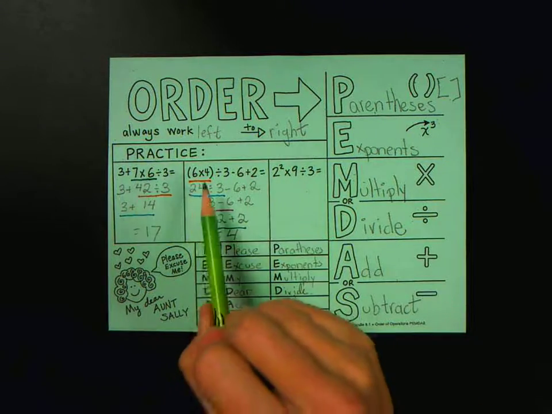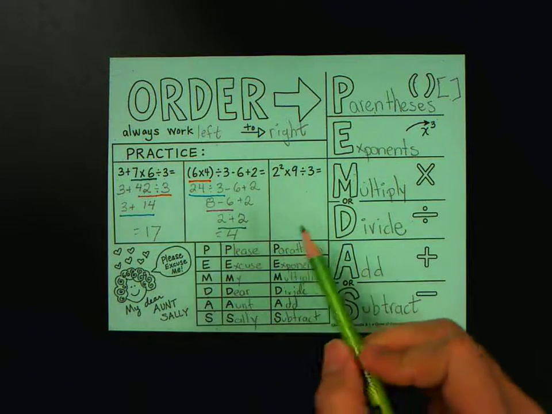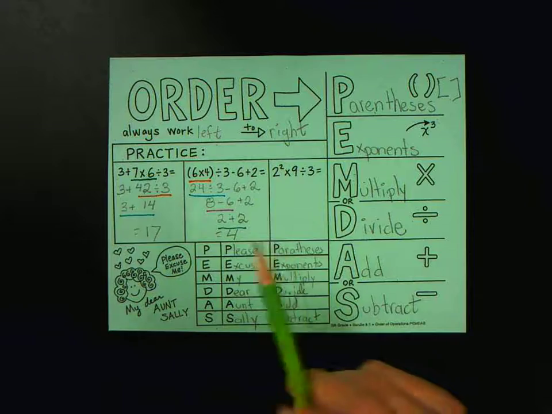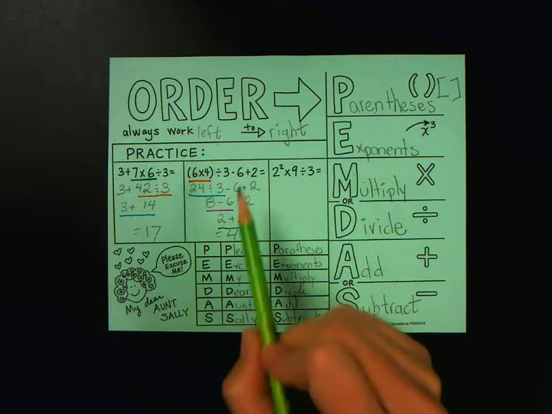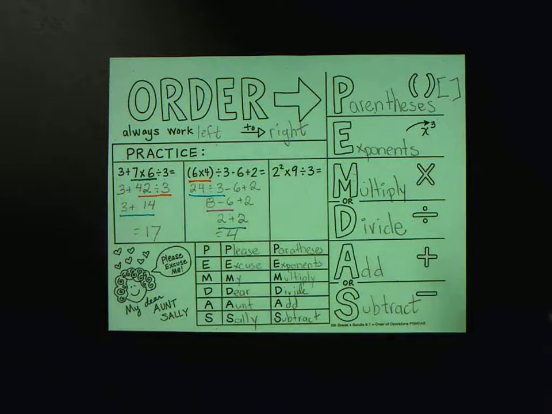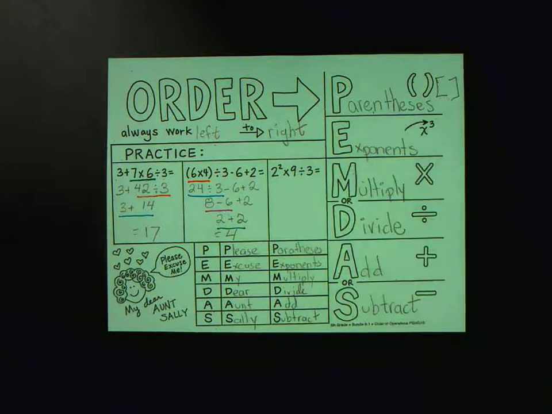Notice how I'm kind of color coding which operations I do first and in that order, just so that we're aware that those are the ones I'm working with. You can also highlight or circle the ones you're working with first, but remember, you make sure you bring everything else down. Okay. Our last example, 2 squared times 9 divided by 3.